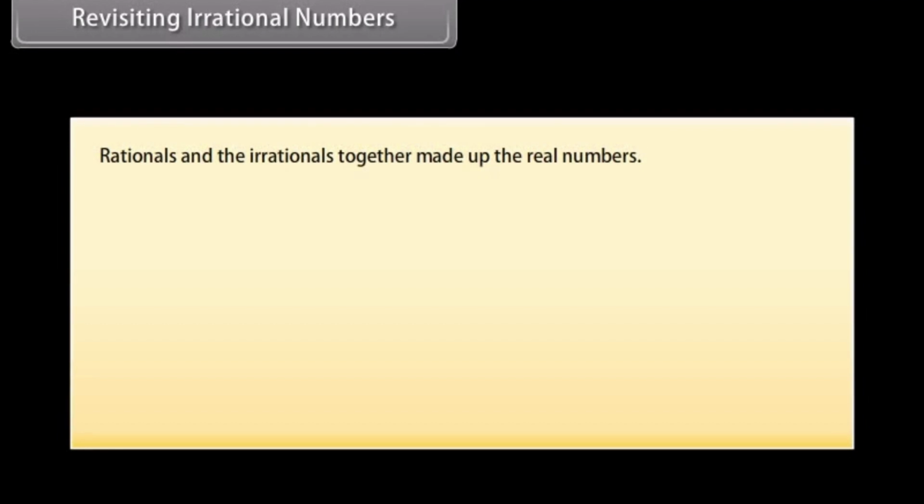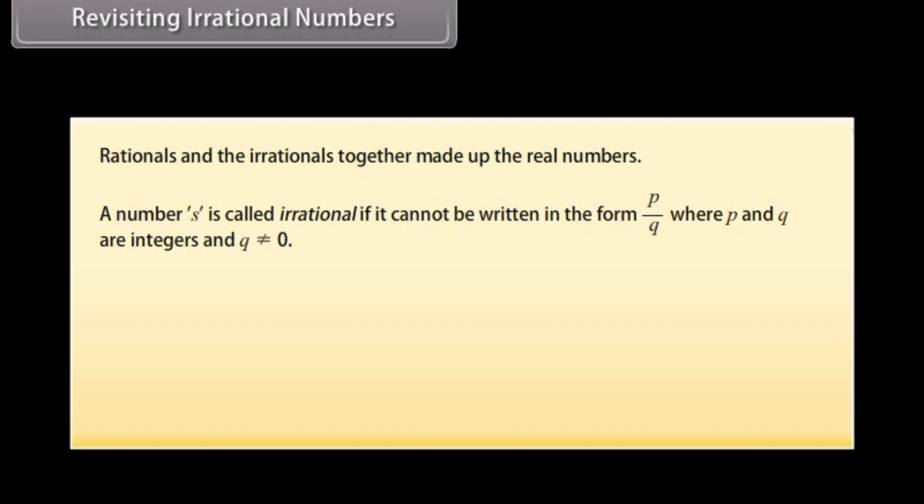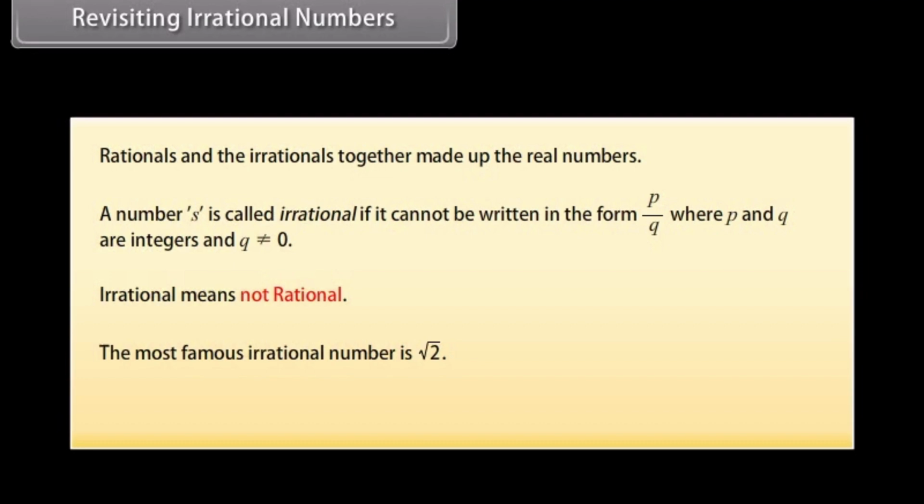Revisiting irrational numbers. We know that rationals and irrationals together make up the real numbers. A number S is called irrational if it cannot be written in the form p upon q, where p and q are integers and q is not equal to 0. Irrational means not rational. The most famous irrational number is square root 2. Other examples are pi, which is equal to 3.141592, and 0.1011011110111110 and so on, etc.